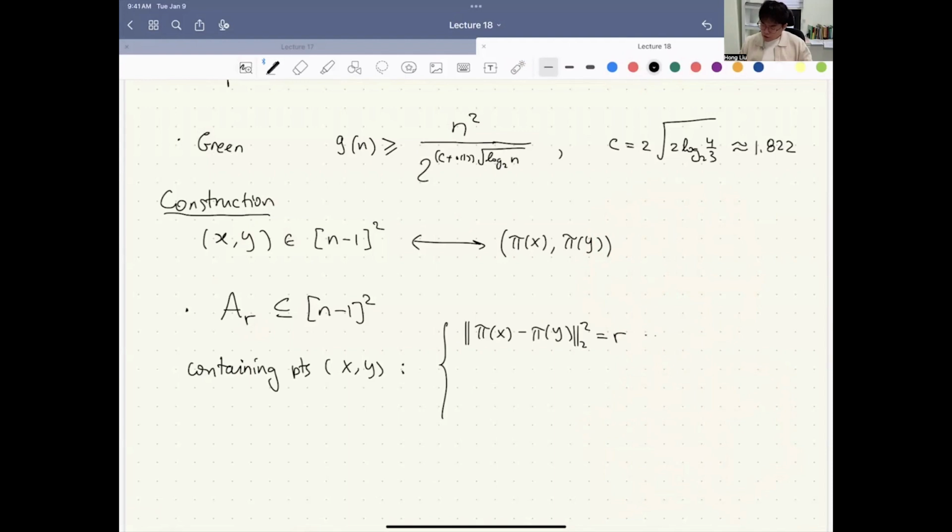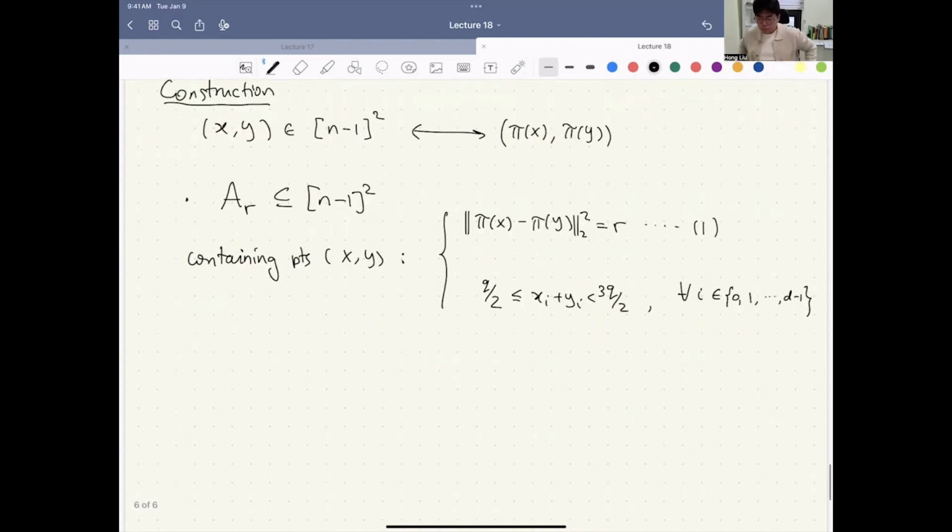And we also require, this is the first requirement, each coordinate, we have a similar requirement. In the reference construction, we require each coordinate x_i to live in the first half, 0 to q over 2. Now we require x_i plus y_i lives between q over 2 and 3q over 2, for every i from 0, 1 to d minus 1. This is the construction.